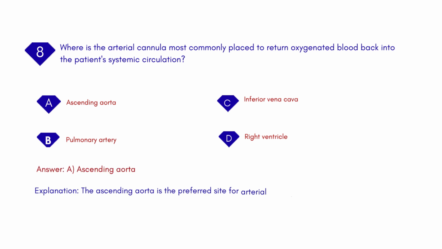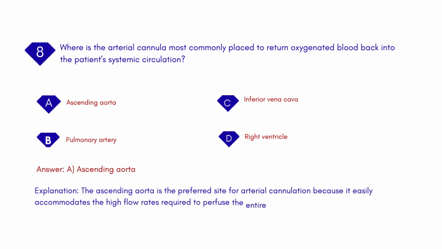Explanation: the ascending aorta is the preferred site for arterial cannulation because it easily accommodates the high flow rates required to perfuse the entire systemic arterial system.